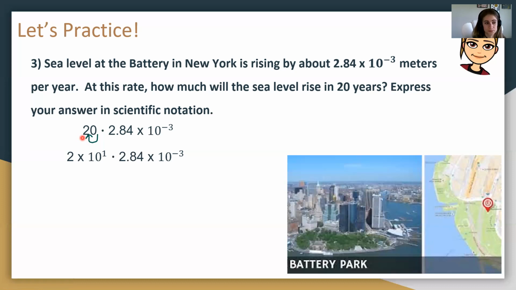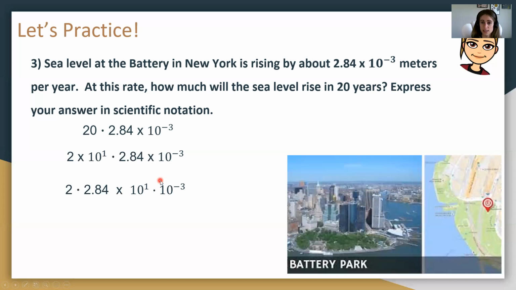Normally we wouldn't write 20 in scientific notation, but in order to do the math, we need to. So now that both of our numbers are in scientific notation, we're going to follow those steps we talked about earlier. So let's group our number terms together and our power of 10 terms together. So our 2 number terms, our 2 power of 10 terms.